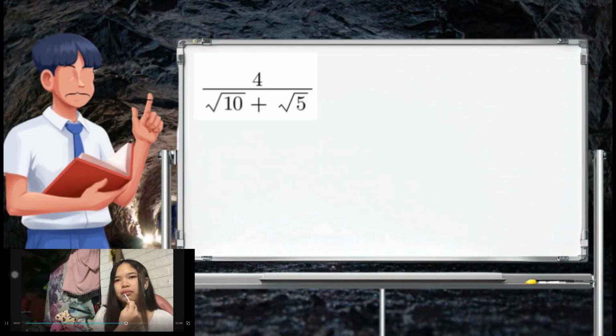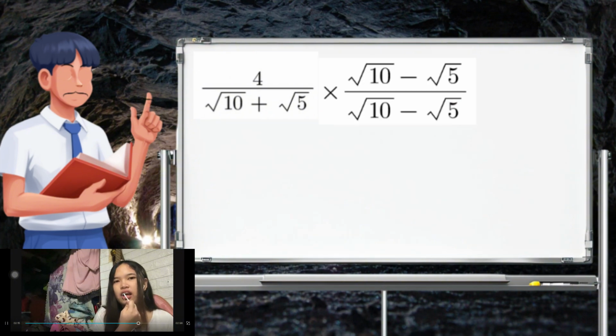He looks at the problem the crystal gave him: 4 over the square root of 10 plus the square root of 5. This is harder as he realizes all of the numbers are in radicals. He tries to do the conjugates again and multiplies the numerator and denominator by the conjugate of the denominator.